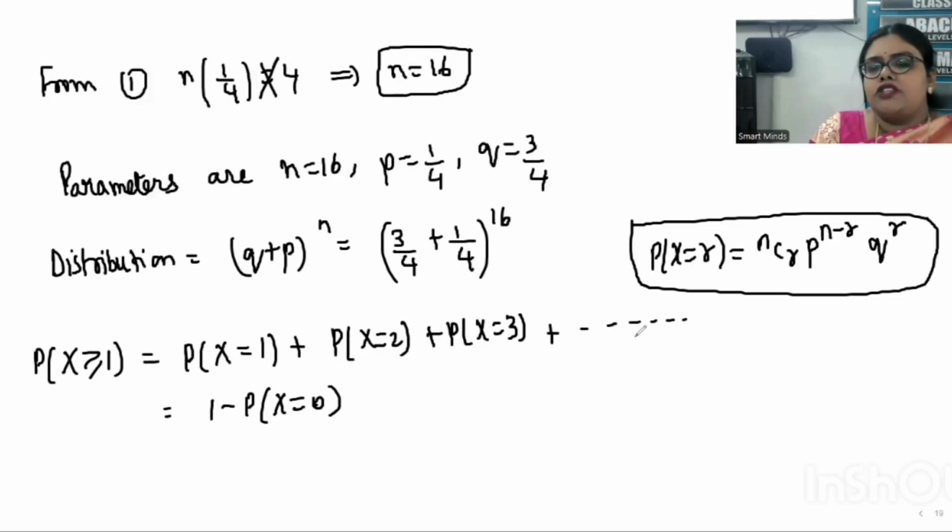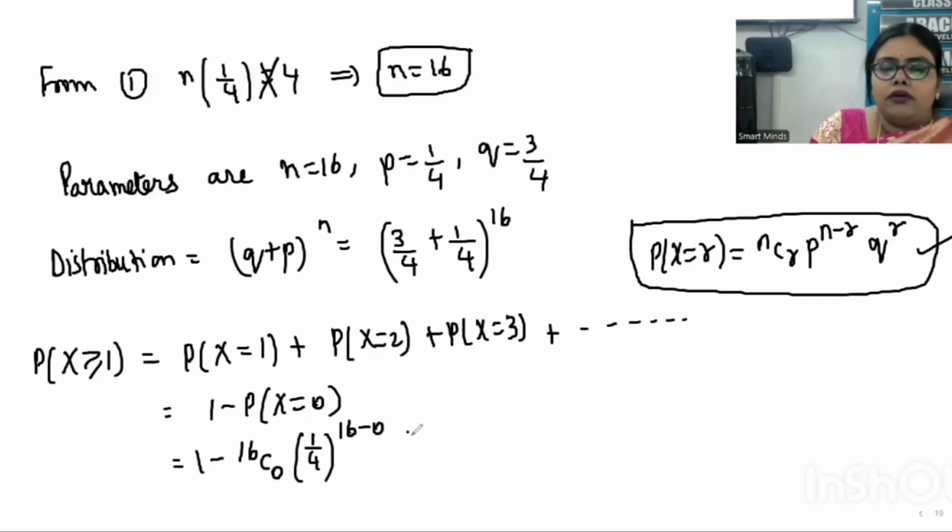Because in this distribution, X equals 0 is missing, and we know that the sum of the probabilities is 1. If you subtract P of X equals 0 from 1, you will get the required answer. So that is 1 minus, use this formula now, nCr, p power n minus r, q power r. In the place of r, we put 0. So that is 16C0, 1 by 4 power 16 minus 0, 3 by 4 power 0.